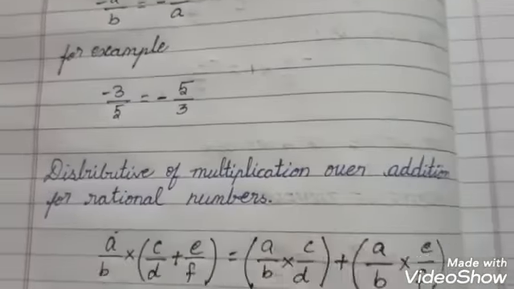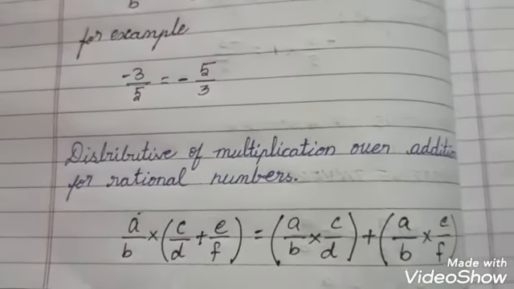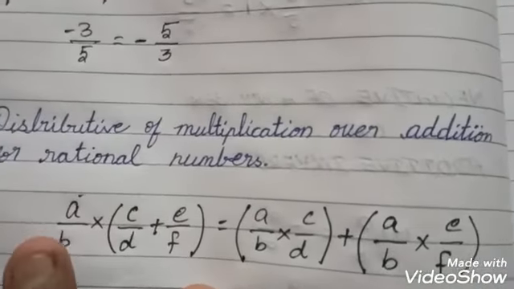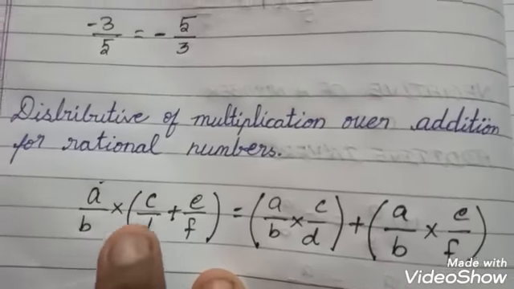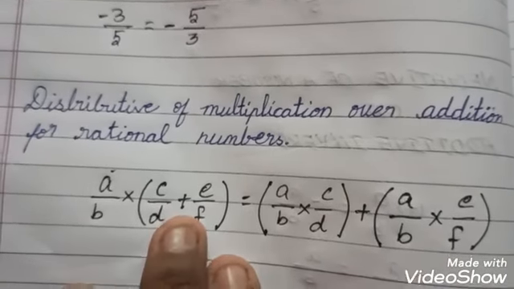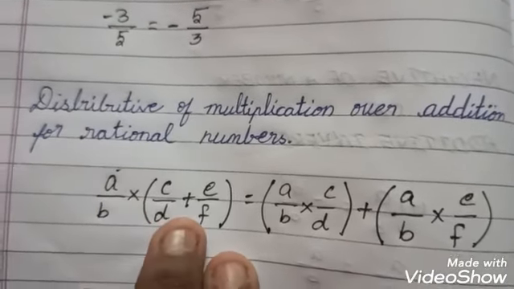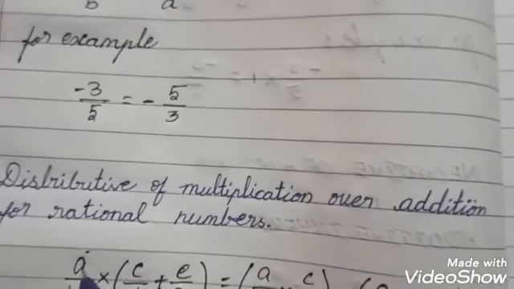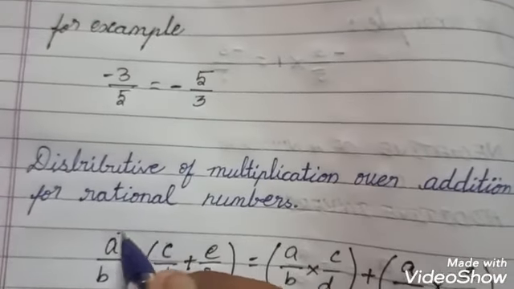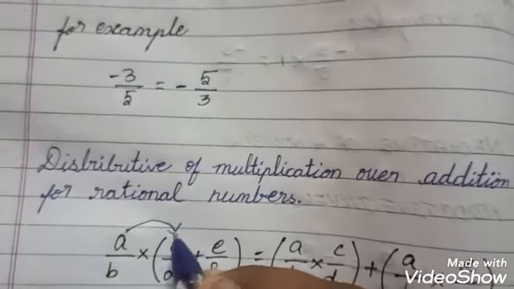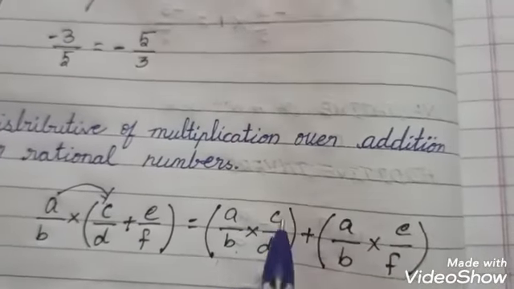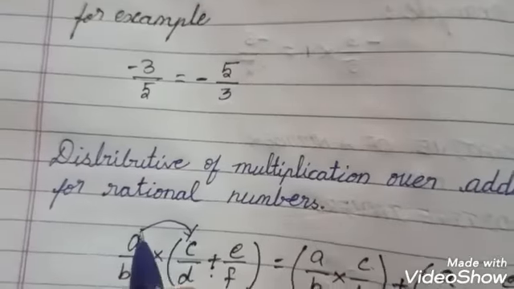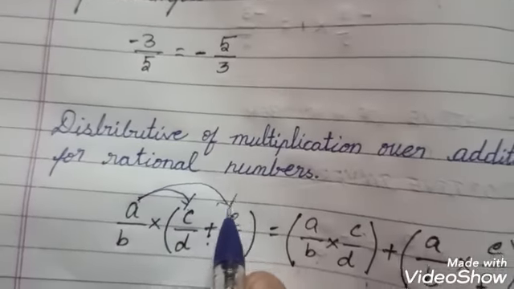And next we move on to the property of distributivity of multiplication over addition of rational numbers. So now you see a by b into the quantity c by d plus e by f. These are three rational numbers, multiplication over addition. First you have to multiply a by b into c by d, the first one. So a by b into c by d, plus, and again a by b is multiplied with e by f.